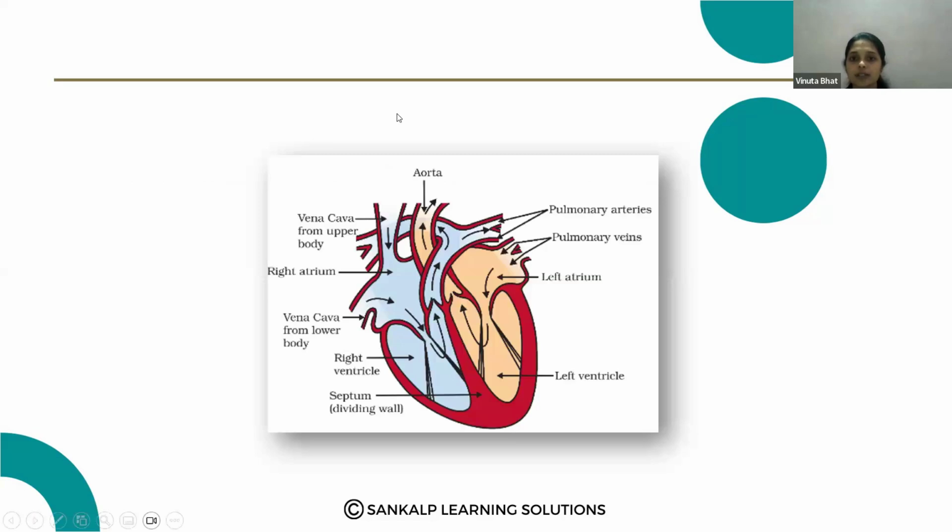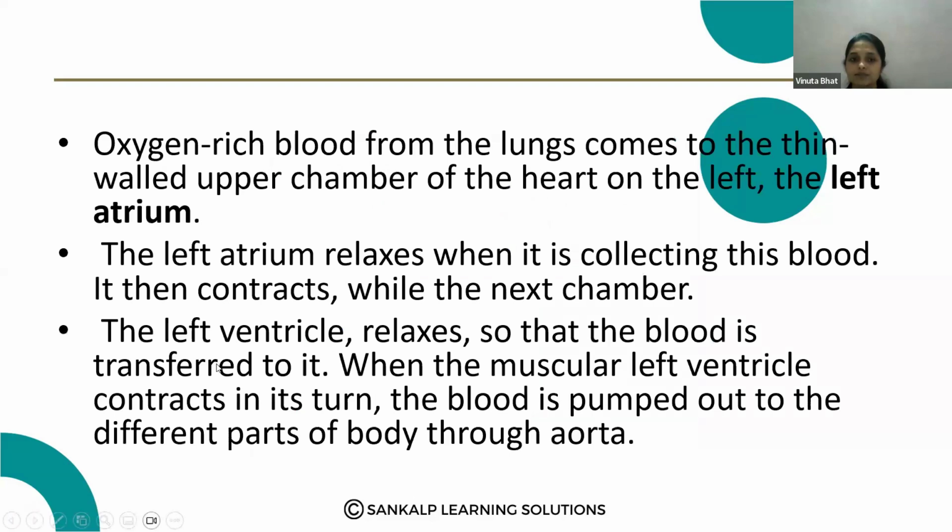So the oxygenated blood from the lungs enters the left chamber of the heart, that is the left atrium. The blood vessels which carry the blood to the left atrium are called the pulmonary veins. Then when the left atrium contracts, at that time the left ventricle is relaxed, so the blood enters into the left ventricle.